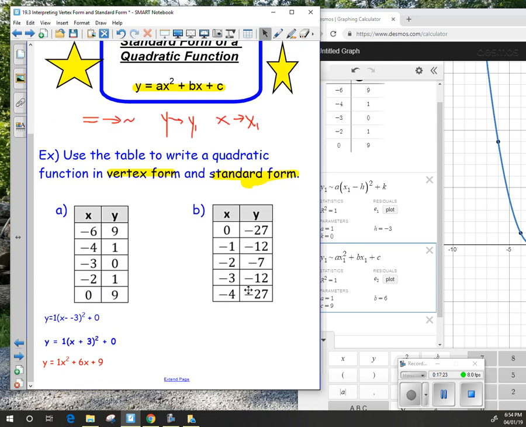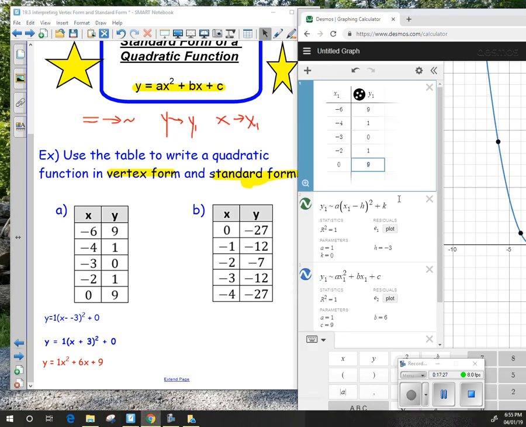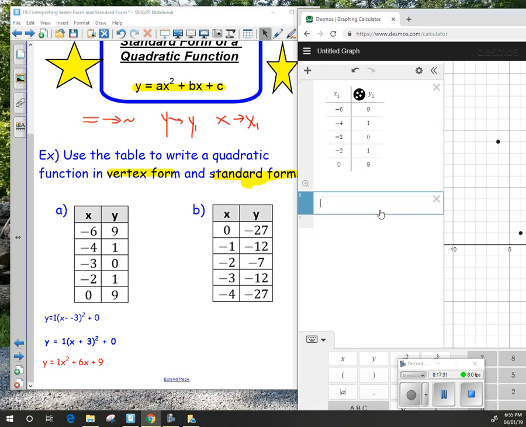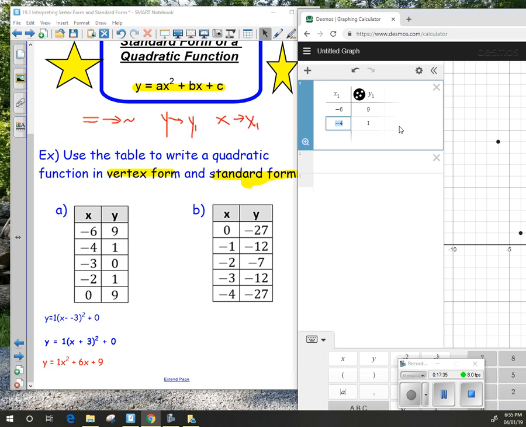So take a minute, try B on your own. Change your table here, change these values, clear these out, and try them on your own. Try to remember what those values are. Go through and clear out these values, and try this one on your own. Take a minute, pause the video, try it, see what you get.